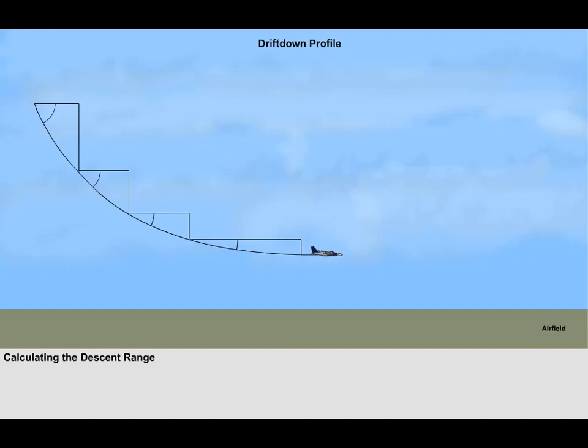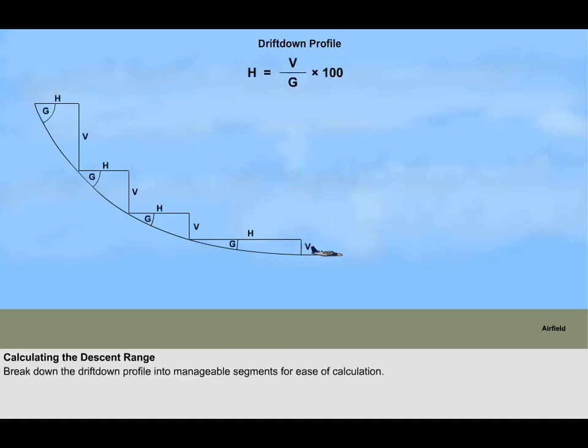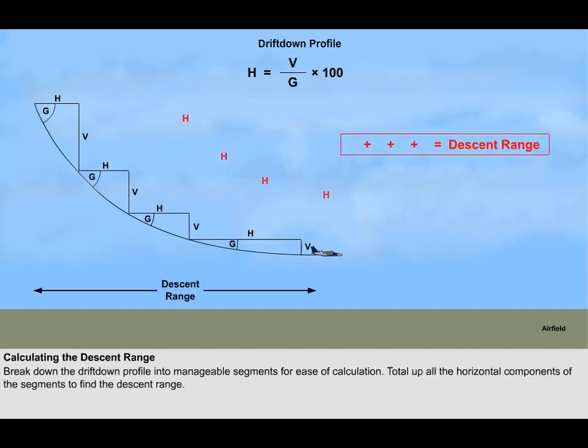In the absence of a drift-down graph, the only feasible way of calculating the descent range is to break down the profile into manageable segments and carry out several calculations, as shown on screen. Each of these calculations will need the net descent gradient at that altitude and the vertical interval of that segment. This will give the horizontal distance covered for that segment. To find the descent range, simply add all the horizontal distances in all the segments.